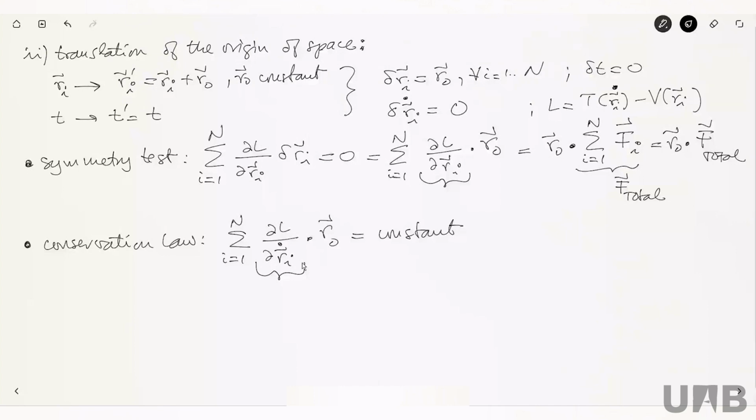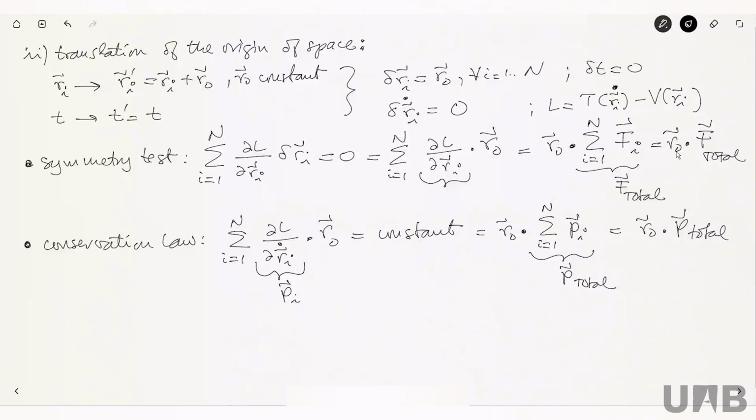Pi. Exactly. In this case it is the linear momentum, pi, or in general it would be the canonical conjugate momentum, pi. So that means that R0 times the sum from i equals 1 up to n of pi has to be a constant, but the sum of all the linear momenta p of each and every one of the particles is nothing but the total linear momentum. So that means that R0 times p total has to be a constant.